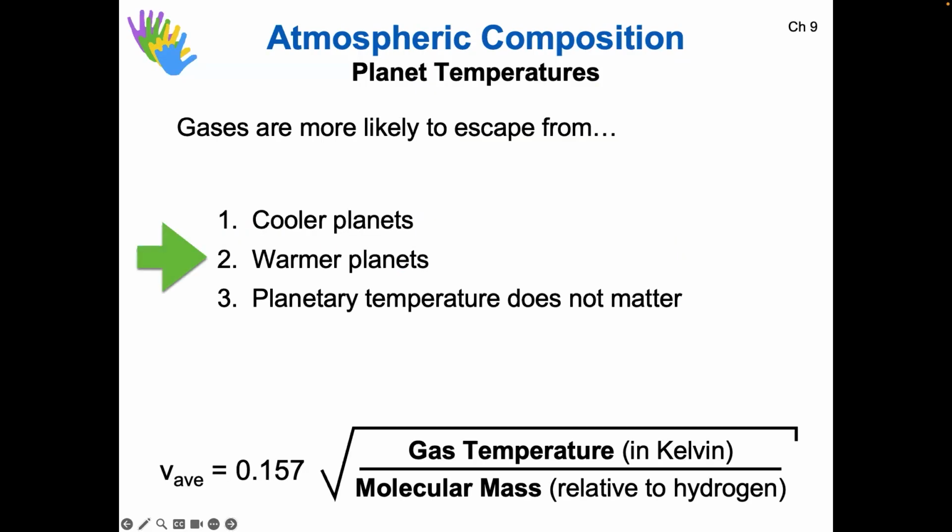All right, I'm seeing only B's. So yes, you guys are correct. Warmer planets are what would have gas escape faster. So this means distance from the sun does matter. As I said, it gets much hotter if you get really, really close to the sun, much cooler the further out you are.